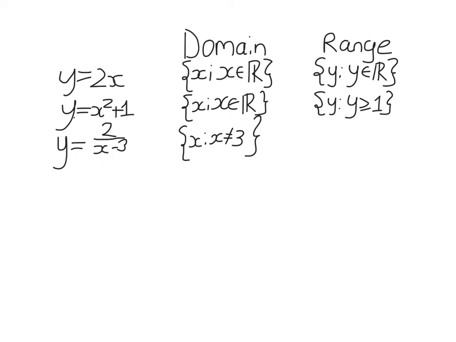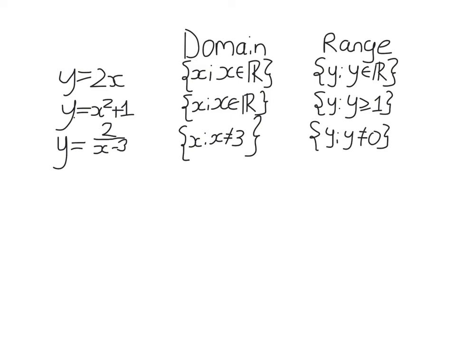So looking at the range now, we can't divide 2 by a number to get 0. If the numerator of a fraction is not 0, then the whole fraction cannot equal 0. So we have y cannot equal 0.